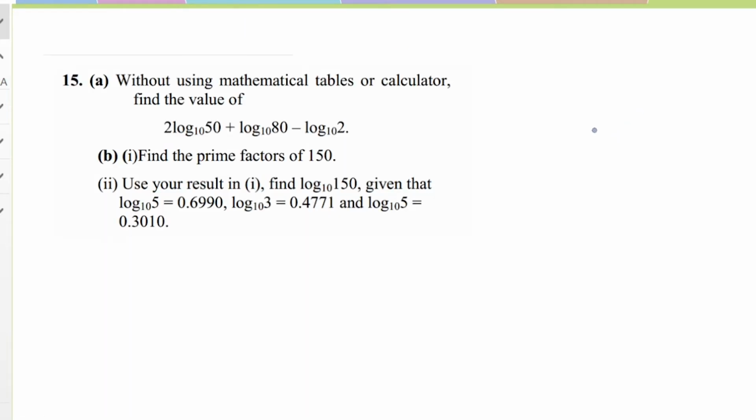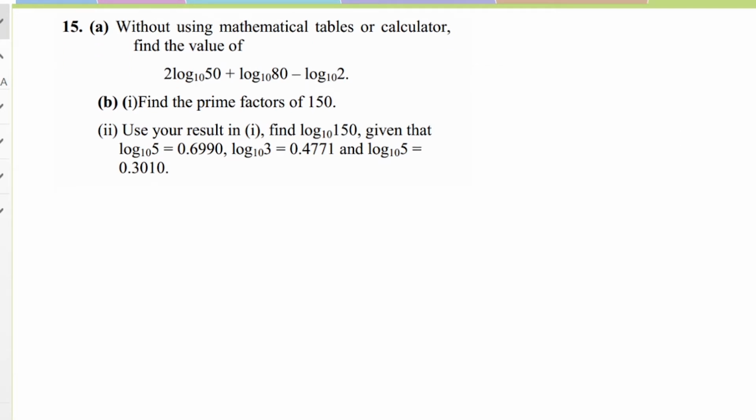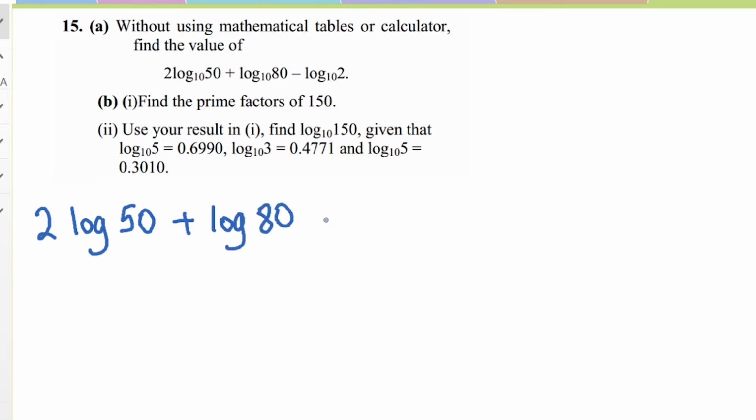Moving on to the next: without using tables or calculator, find the value of those numbers that are being given to us, as you can see. So again here, without using a table or calculator, find the value of 2 log 50 plus log 80 minus log 2. So let's do that. So of course, 2 times the logarithm of 50 to base 10, plus log of 80 base 10, minus log of 2 base 10.